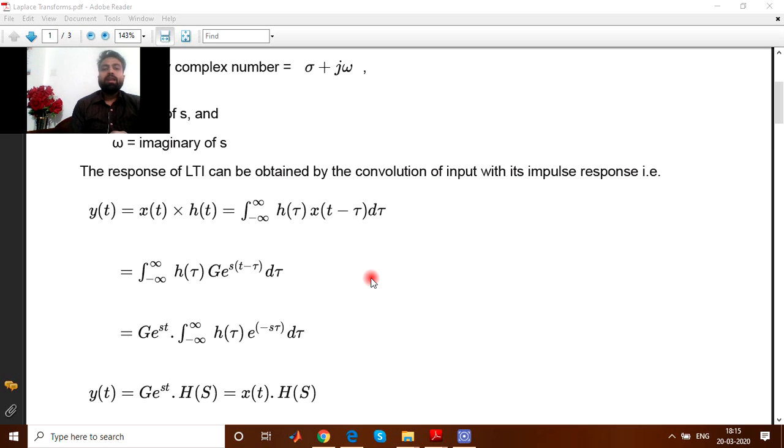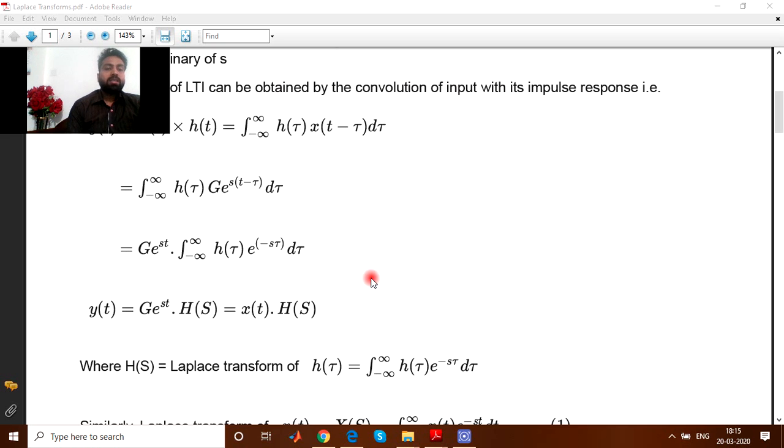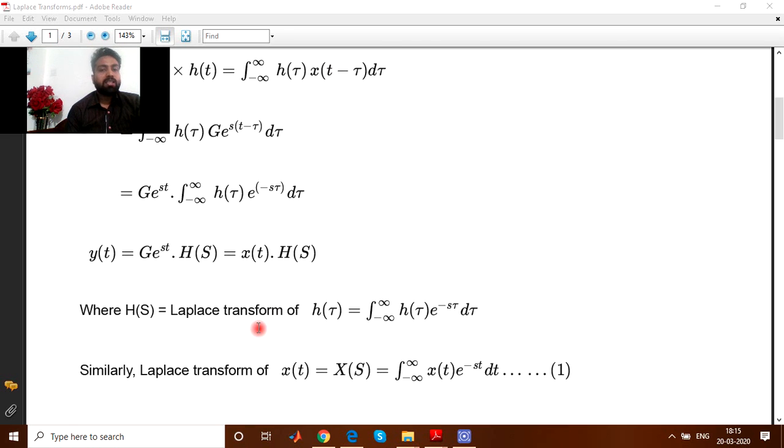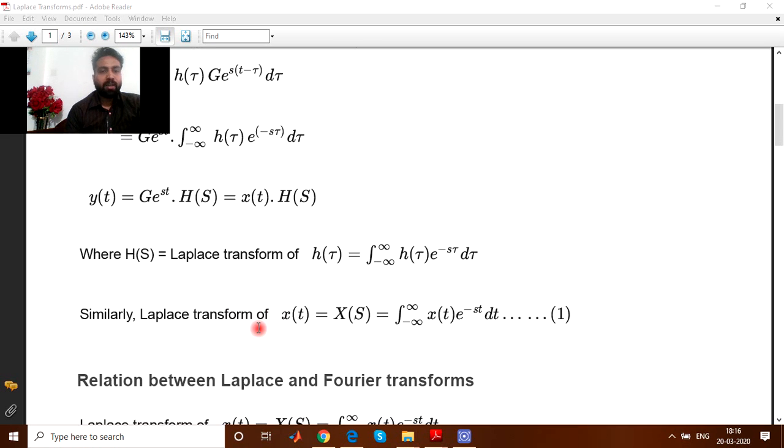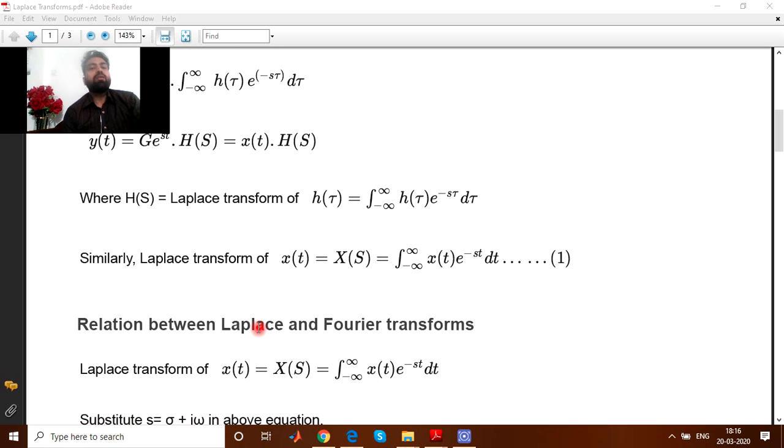Convolving a particular signal with respect to the input signals and responses is something we have already talked about in the previous lectures. So here one can easily get an output. This output can be represented as y(t) equals G e raised to the power st times H(s), and this H(s) is basically the S domain representation, the Laplace transform of the system response h(t).